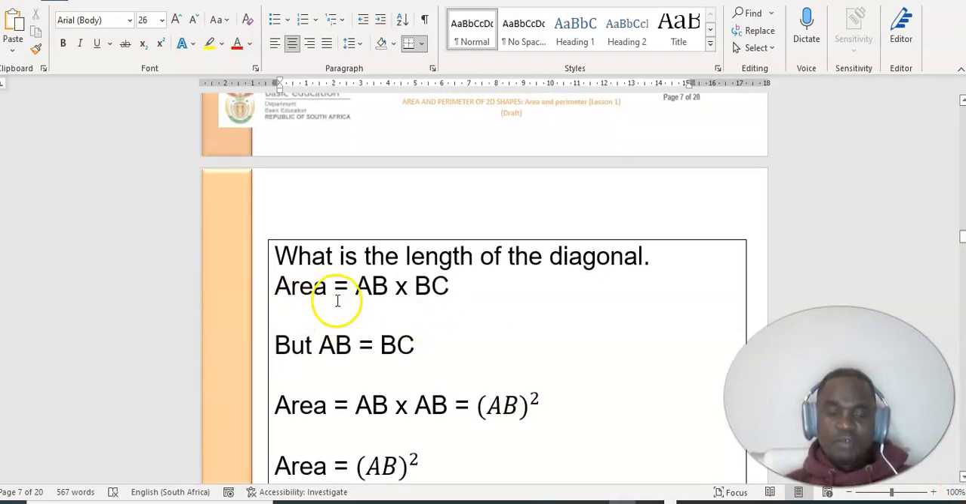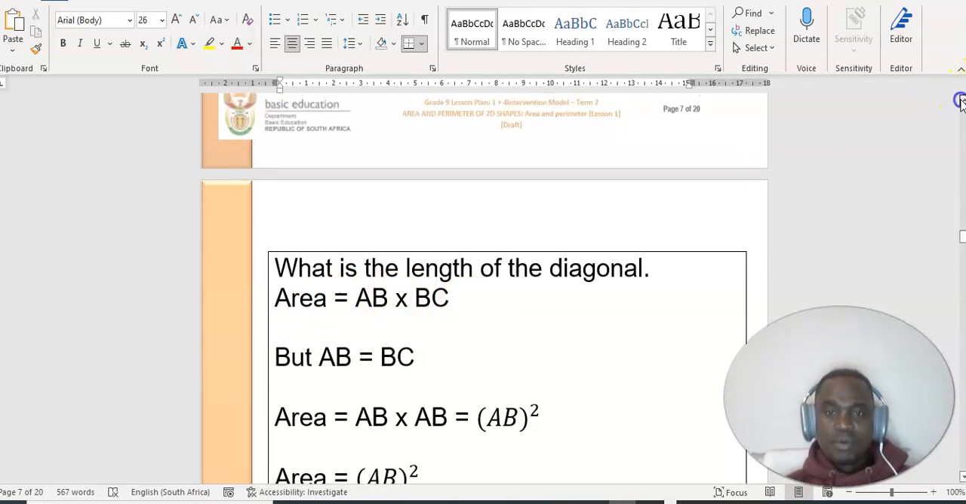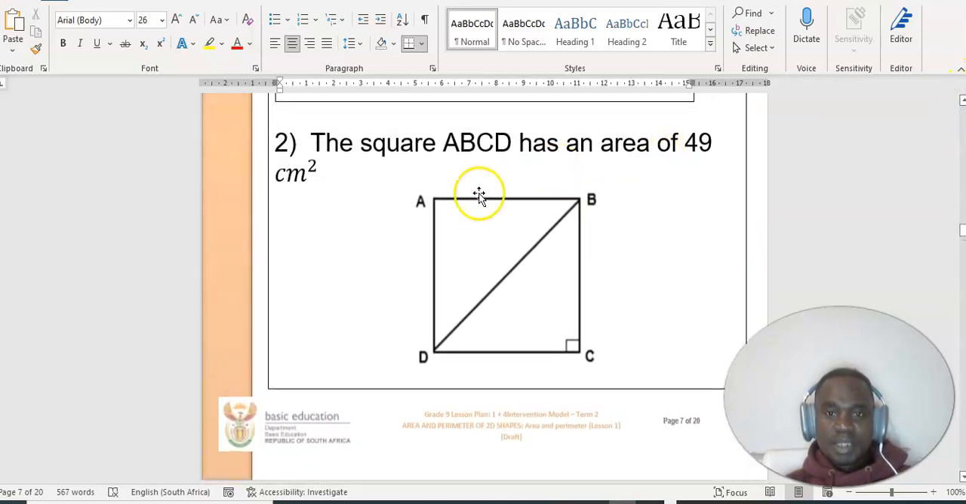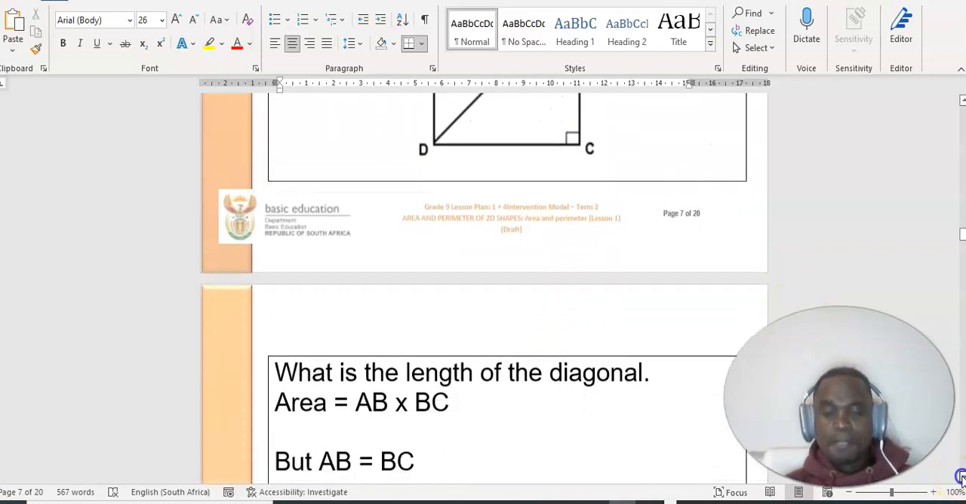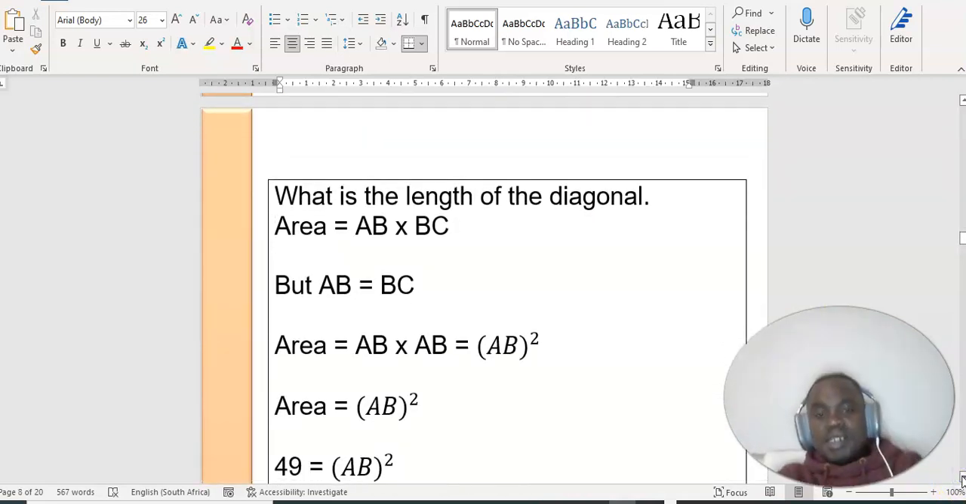So how do you find the area? The area is going to be AB times BC. That's the area of a square. Length times breadth. So this one, the sides are equal, so it's going to be breadth times breadth or length times length. Okay, so we know that AB is equal to BC, so it means we are going to have AB times AB, which is AB squared.